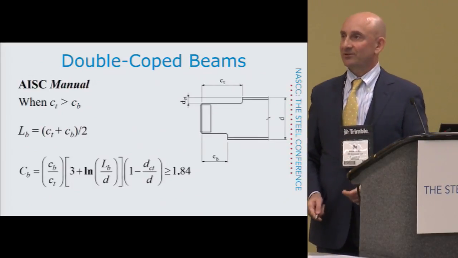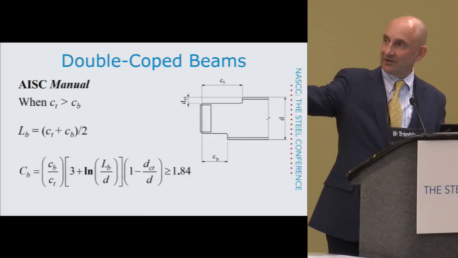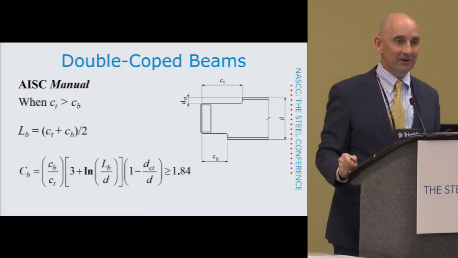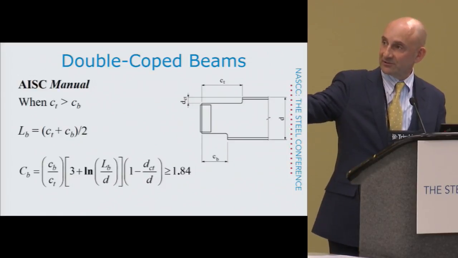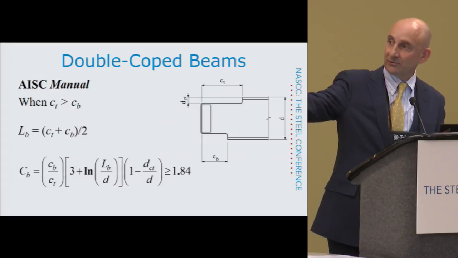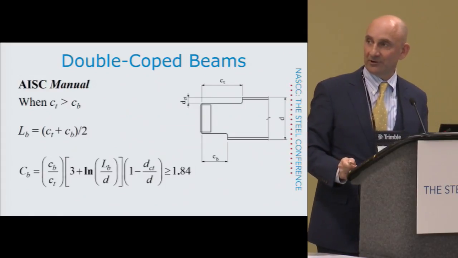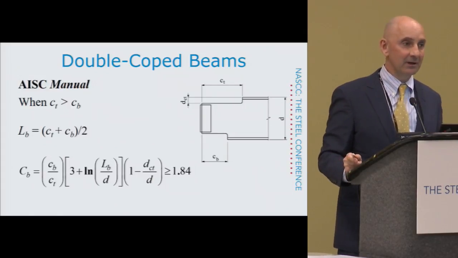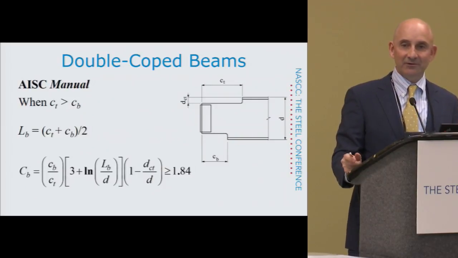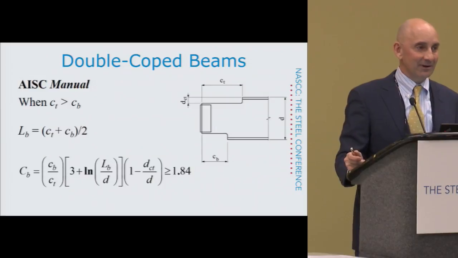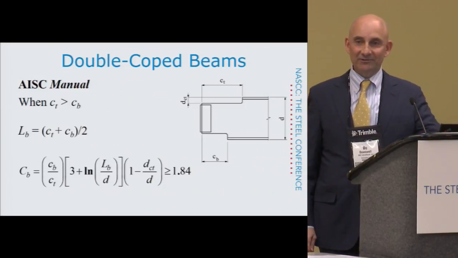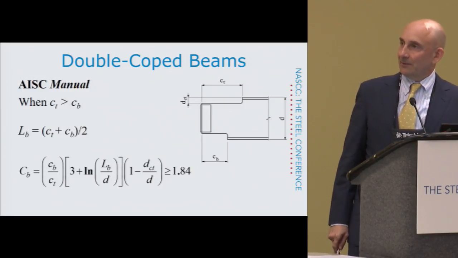So in case that you do have C sub T, the top cope length, greater than the bottom cope length, you can go to this equation where L sub B is defined as the average of the top and bottom cope lengths. And then this equation for C sub B is the same as what we had before in this part, but then all you have to do is multiply by the ratio C sub B over C sub T before you go into the spec. So despite that natural log, we tried to get good simplified equations for you.